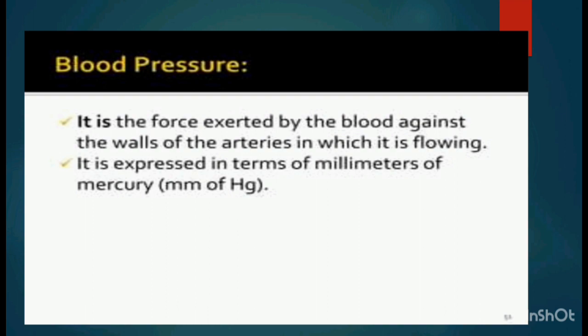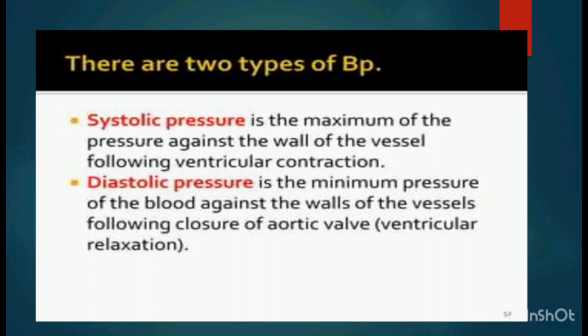Next is blood pressure. It is the force exerted by the blood against the walls of the arteries in which it is flowing. It is expressed in millimeters of mercury, mm of Hg. There are two types of blood pressure: systolic pressure and diastolic pressure. Systolic is the maximum pressure against the wall of the vessel following ventricular contraction, and diastolic pressure is the minimal pressure of the blood against the wall of the vessel following closure of the aortic valve, also called ventricular relaxation.